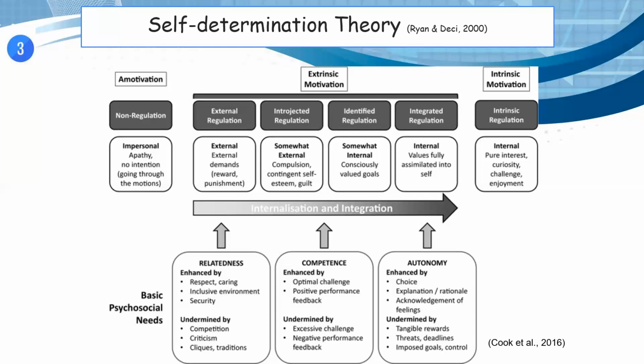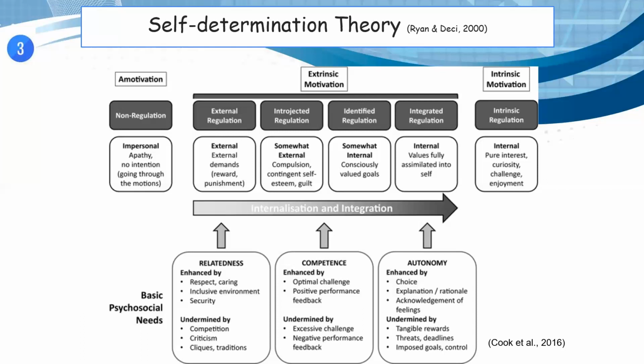At the bottom of this diagram, we can see basic psychological needs. Self-determination theory describes three basic psychological needs: relatedness, competence, and autonomy. Relatedness describes communication, interaction, emotional, verbal exchange between people.